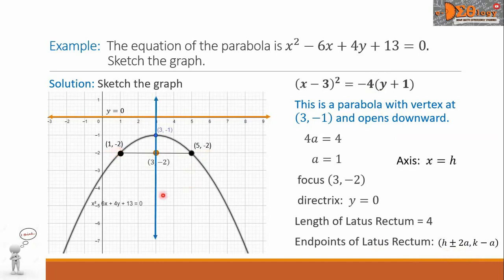And the axis is the blue line here. The equation will be x equals h. This h here is the x coordinate of the vertex, which is 3. So we substitute it here. So the axis has the equation x equals 3. This is now our final answer.